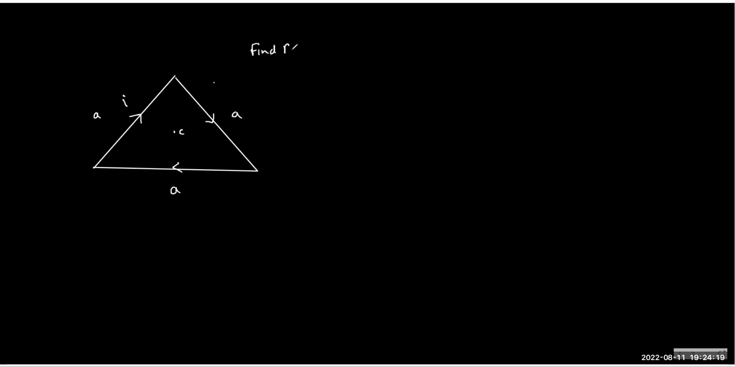So first of all, I'll draw a triangle to begin with. So we have an equilateral triangle carrying current in a clockwise sense. The side length is A for each side. And we are looking for the magnetic field at the center, which will be the centroid in this case, of course. So find B at the center.